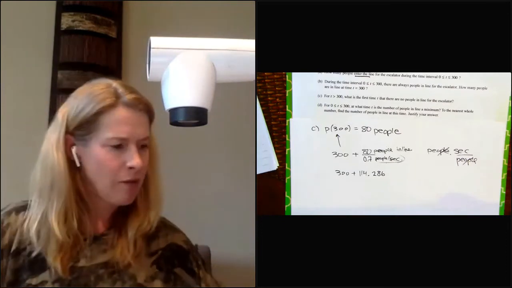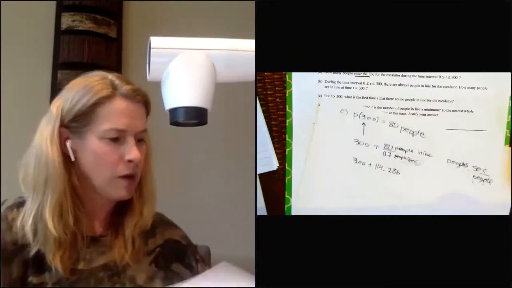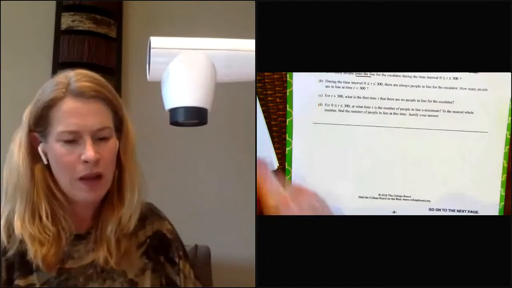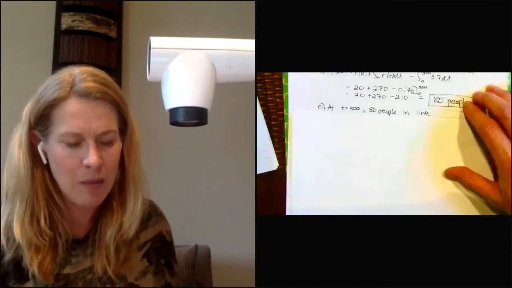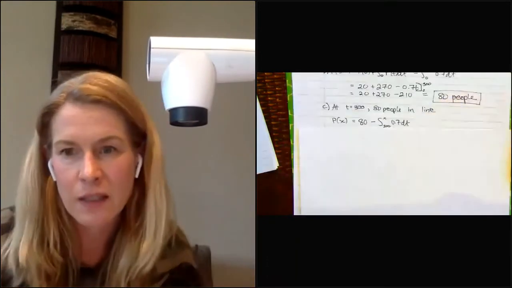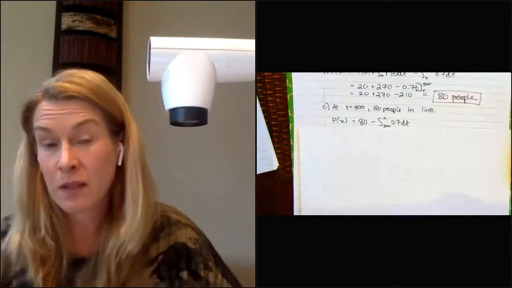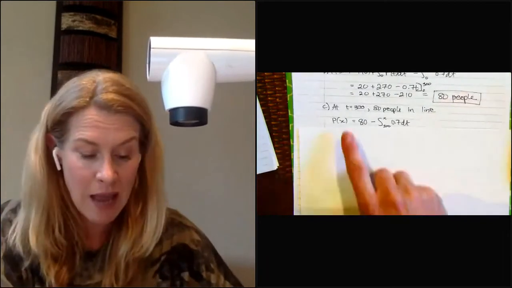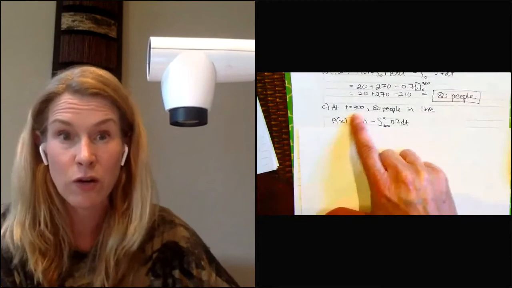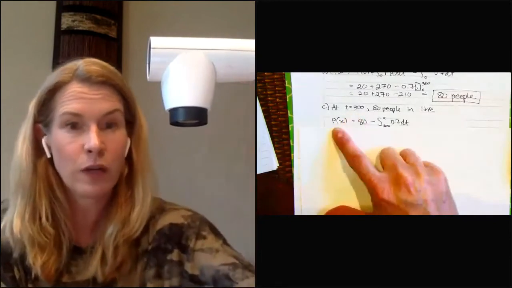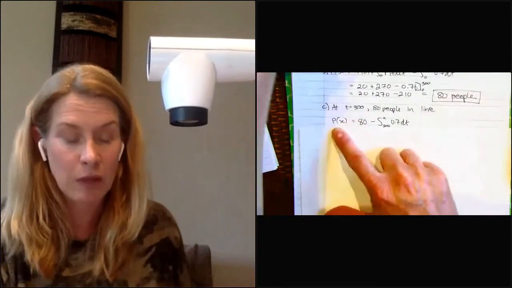So I have it actually pre-written, so I'm going to show you my process here, which is I made up an equation. I said there's some time X. I don't know what the time is. That's what we're trying to figure out. But there's some time X where X is greater than 300. And I know there's 80 people in line.